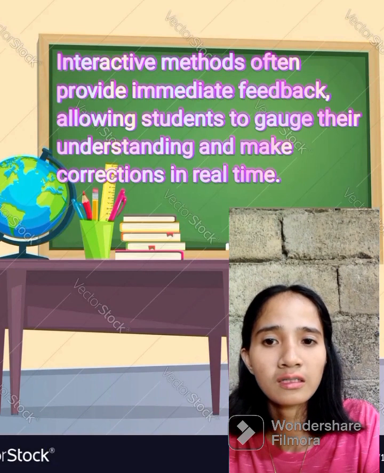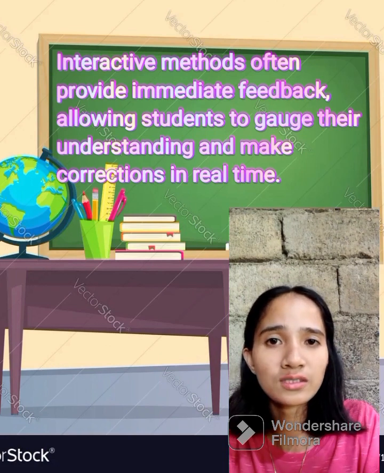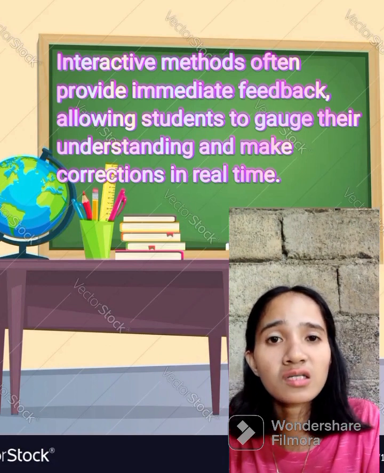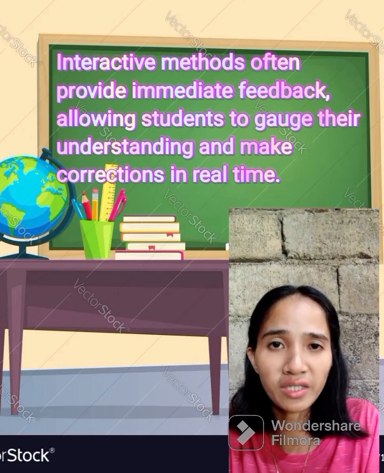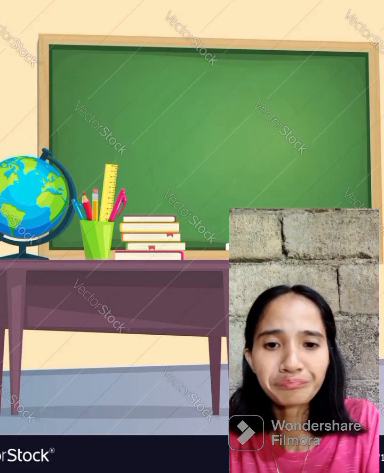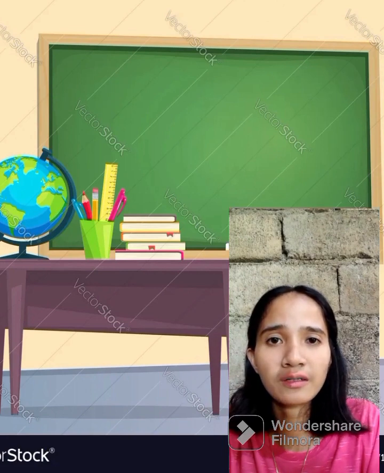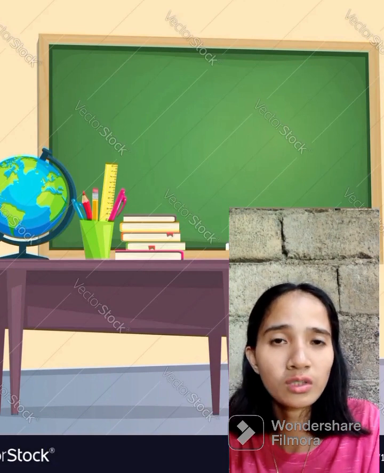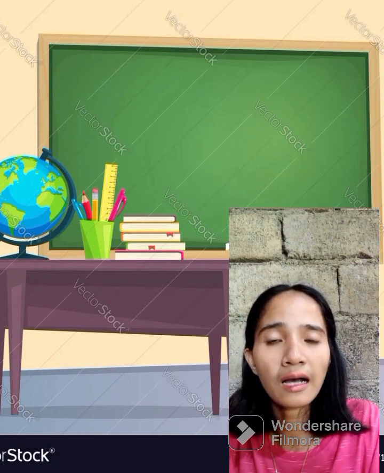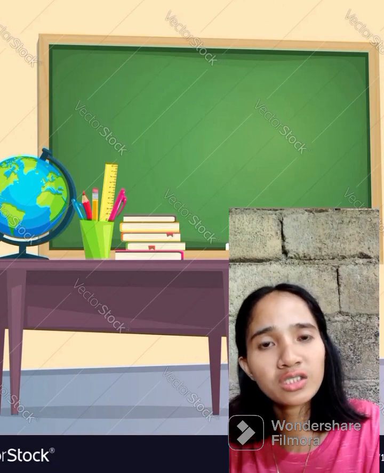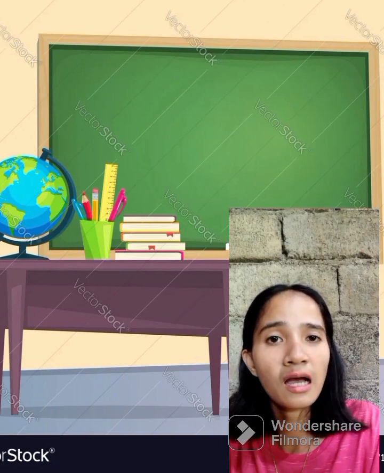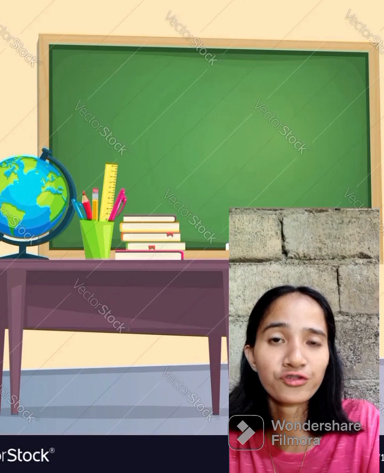Interactive methods often provide immediate feedback, allowing students to gauge their understanding, and the teachers make correction or judgment in real time. So, for example, the teachers ask questions to students, the students answer the questions, and after that the teachers make a judgment or correction about what the students answered for that question.